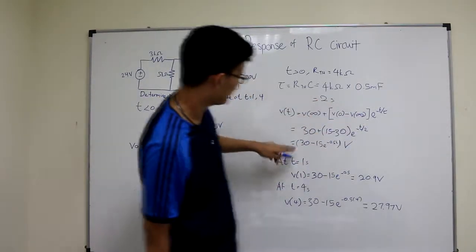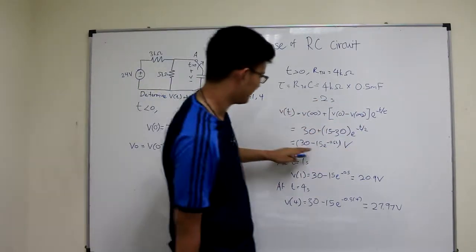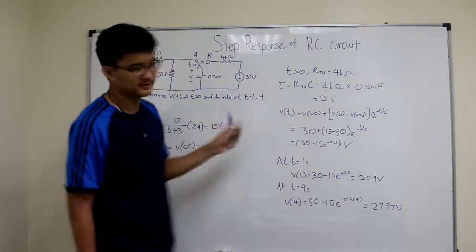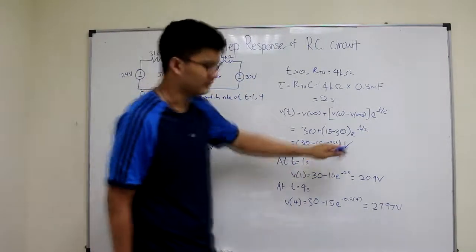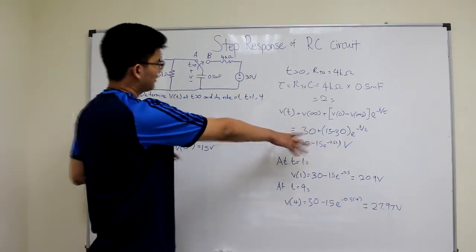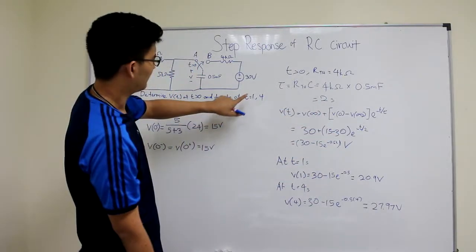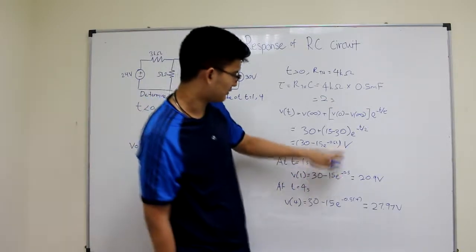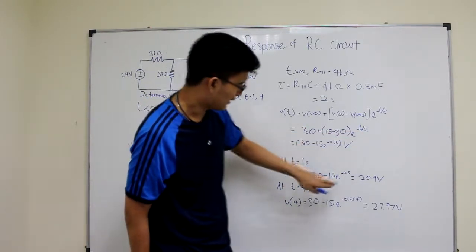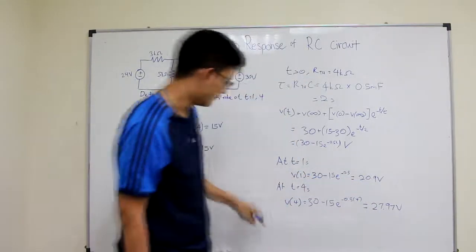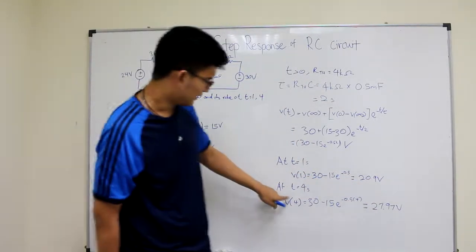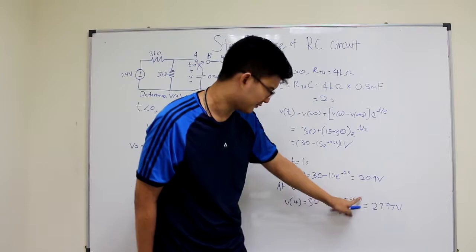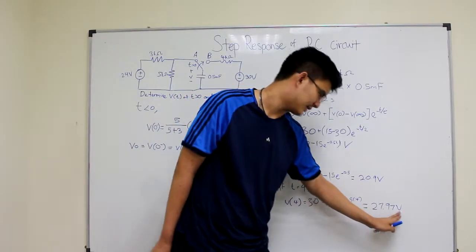So we substitute everything, and we get 30 minus 15 times e to the power of negative 0.5t volts. With this general equation, we can substitute the value of time equal to 1 and time equal to 4. At 1 second, we substitute the value for t here, and we get 20.9 volts. And if we substitute 4 seconds, we get 0.5 times 4, which gives us 27.97 volts.